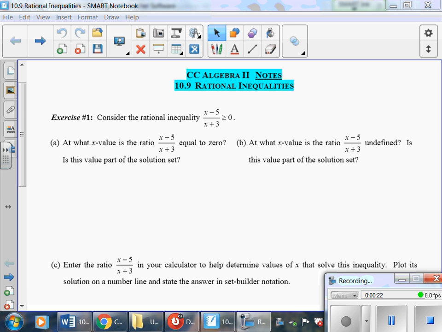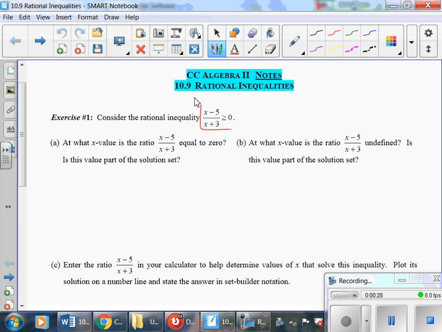So exercise 1 says consider the rational inequality right here. At what x value is the ratio equal to 0? Is this value part of the solution set? We know that being equal to 0 means the numerator must equal 0. So x minus 5 equals 0. Obviously you can do this in your head, but you can solve it the long way. Add 5 to both sides, and x is equal to 5.